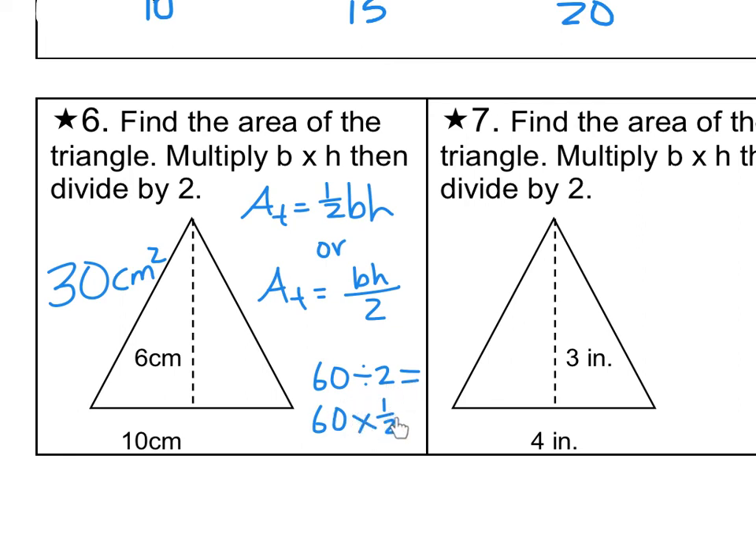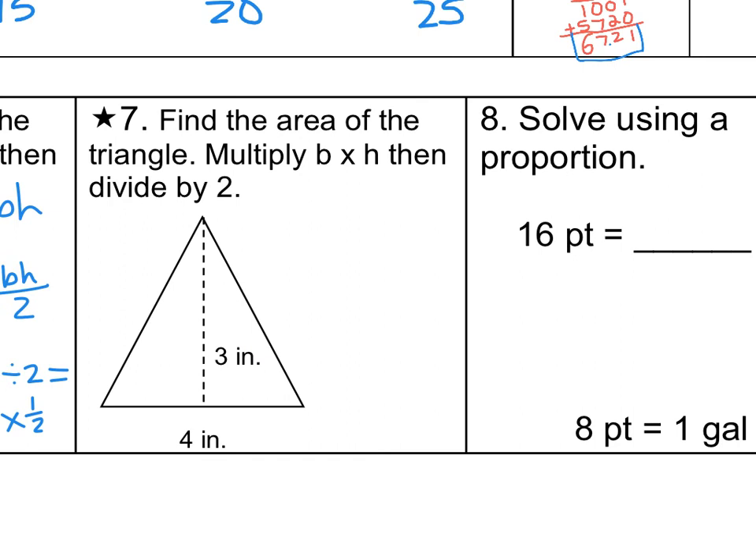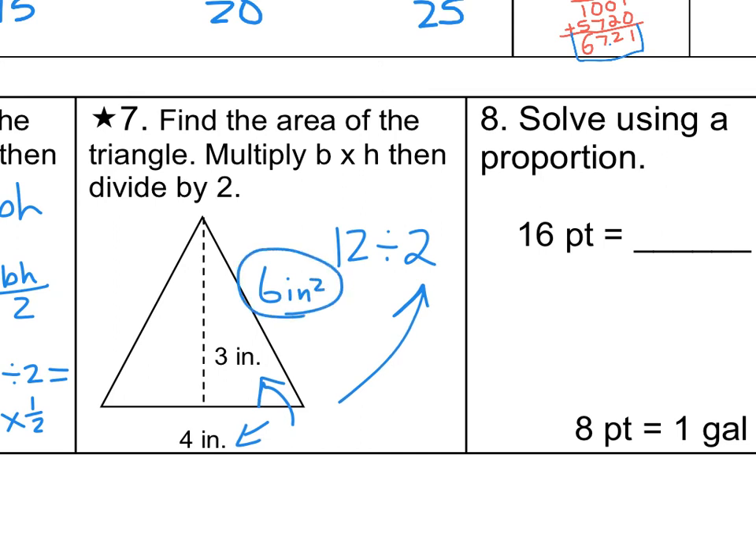Dividing by 2 and multiplying by 1/2 is the same thing because they both mean cut it into two pieces. Groups of 1/2, or half of it, would be cutting it into two pieces, and dividing by 2 literally means cut into 2. So both of these mean the same thing, and they'll both get you to the answer, 30 centimeters squared. So for this one, you can pick whichever one. I'm going to do 12 divided by 2. That's base times height divided by 2, which is going to be 6 inches squared, and I'm going to circle it.